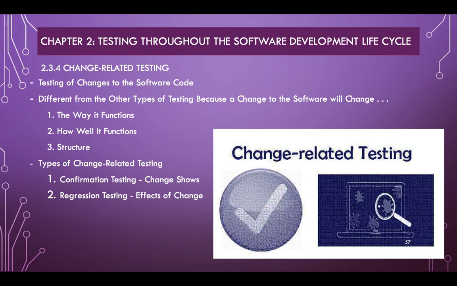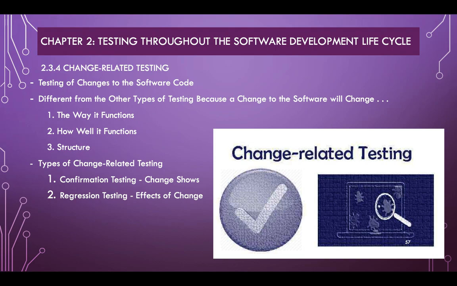2.3.4 change-related testing. Change-related testing is a type of testing that focuses on changes like updates, patches, addition or removal of features, and unintentional modifications of the software code. It is different from other types of testing because alterations in the software will change the way the system functions, how well it functions, and the structure.